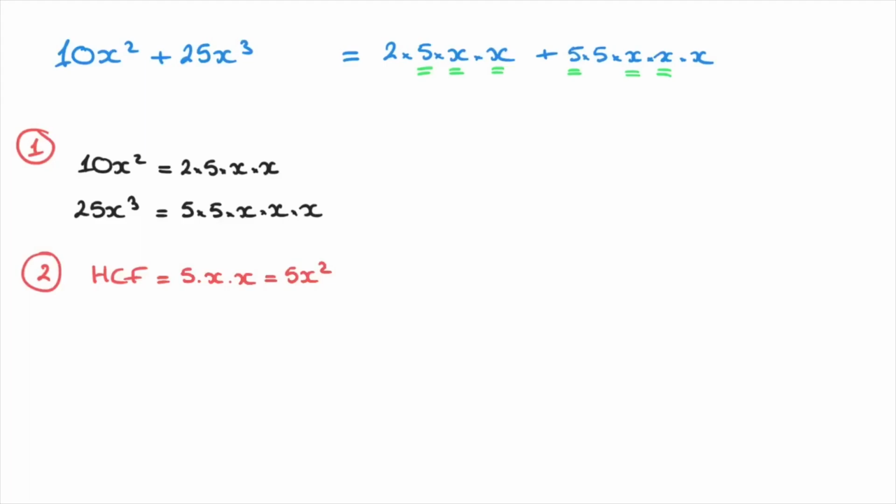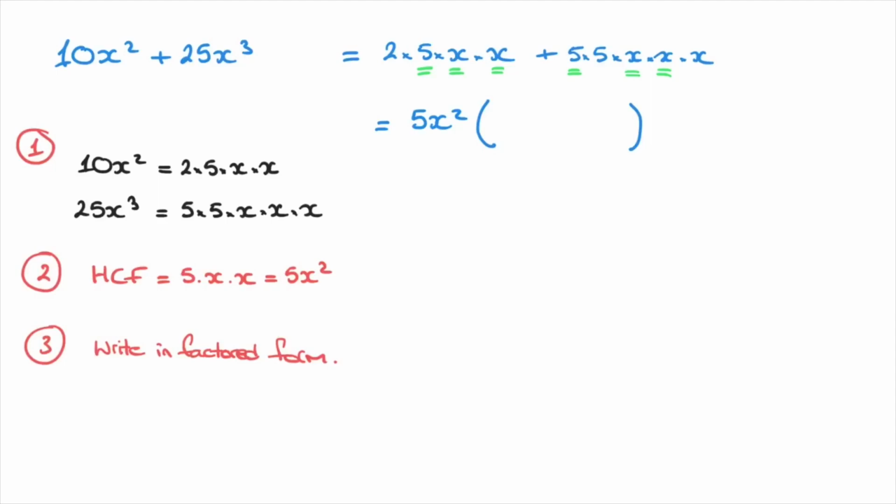We move on to the third and final step, step 3, in which we write the entire expression in factored form. To do that, remember, we use the highest common factor, which in this case is 5x squared, and we write 5x squared times, in parentheses, everything that both of these terms don't have in common.